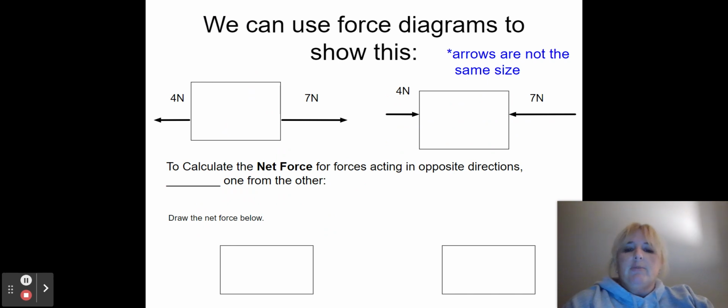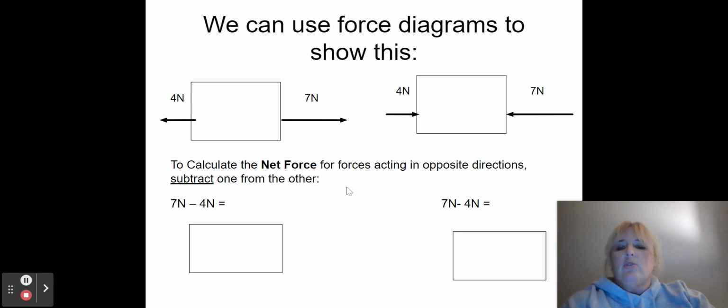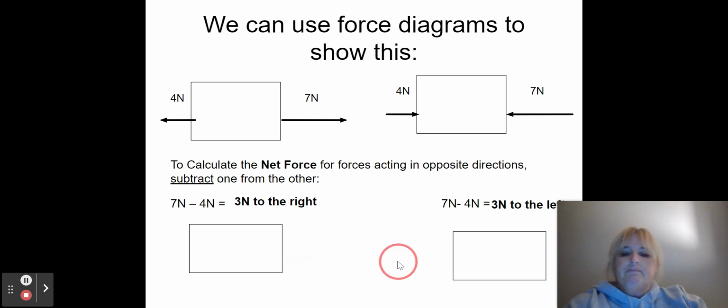We can also use force diagrams to show this. So here we have two forces, one is 7 newtons, the other 4. To calculate the net force for forces that are going opposite each other, we're going to subtract. So 7 minus 4 is going to give you 3 newtons. And you'll want to include the arrow showing which direction the net force is going to be moving. So here we have 3 newtons, and notice the arrow goes towards the right, and 3 newtons and the arrow goes towards the left.